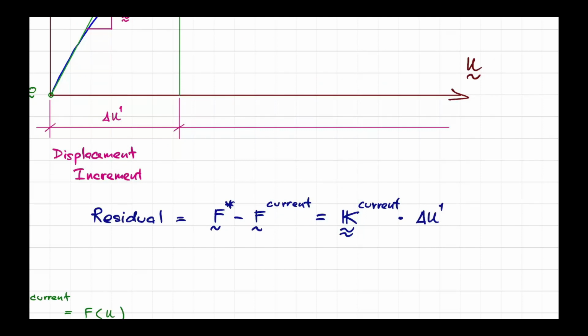Just the U without delta is not as precise as making it delta U, because it is the increment of the displacement. It is not the absolute displacement, it's not the total displacement.